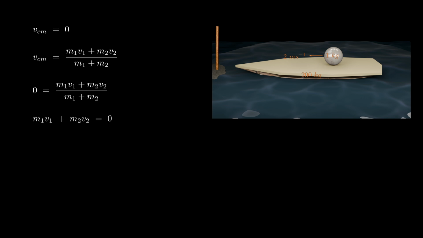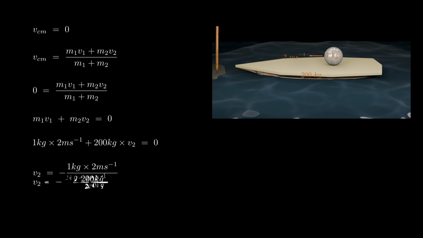If we take m1 and v1 as the mass and velocity of the ball, and similarly m2 and v2 as the mass and velocity of the boat, then by substituting the given values, we can find the velocity of the boat with respect to a point on the shore. The negative sign indicates that the boat's velocity is in the opposite direction to the ball's motion.